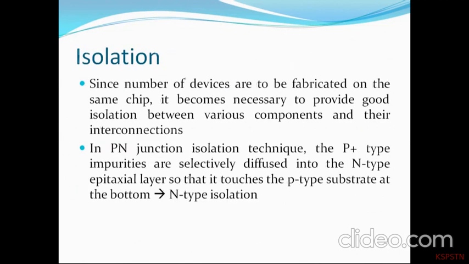So next step is isolation. An IC contains many devices, as we already know. Since a number of devices are to be fabricated on the same IC chip, it becomes necessary to provide good isolation between various components and their interconnections. In the PN junction isolation technique, P plus type impurities are selectively diffused into the N-type epitaxial layer so that it touches the P-type substrate at the bottom. This method generates N-type isolation regions surrounded by the P-type regions.